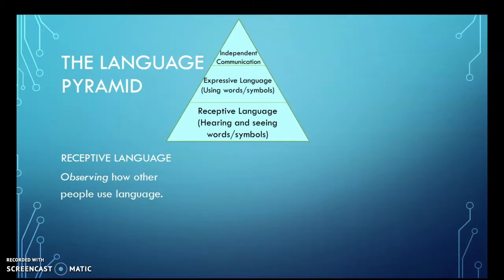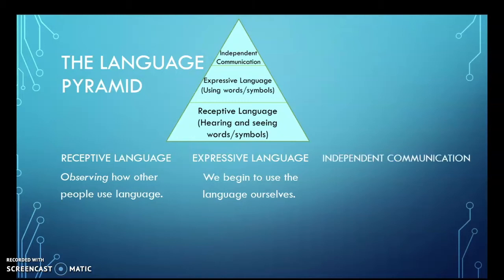The next level is expressive language. Once we have enough experience with observing other people use the language in interactive ways, we begin to use the language ourselves. Other people respond to our attempts to use the language, and it shapes, for better or for worse, our future efforts to communicate in that language. And then at the top of the pyramid is independent communication. This stage is only reached after a lot of positive experience and practice with receptive and expressive language. It often takes years to work your way up the language pyramid to become an independent communicator.